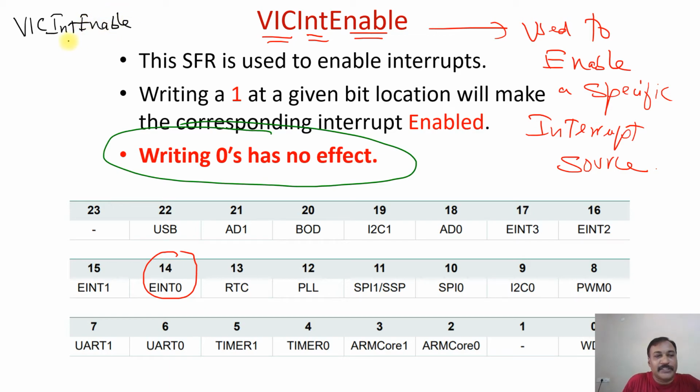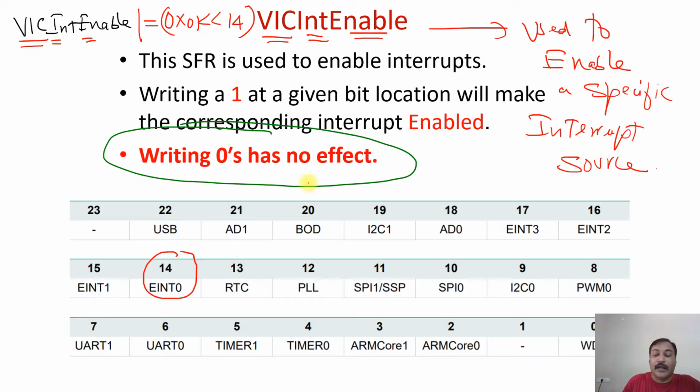Make a note of the notation here. VIC in uppercase, I in uppercase, E in uppercase, the rest are in lowercase. So VICIntEnable equals shorter notation hexadecimal 01 left shifted by 14 times. So the 14th bit becomes 1.